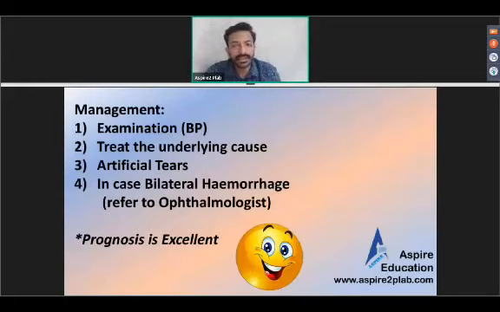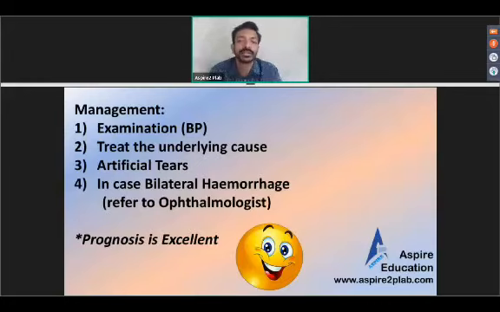All right, and nothing much in the treatment here. It's a treatment of the underlying cause. For example, if the patient is using contact lenses, tell them not to use them. If the patient is using NSAIDs, don't use them. If the patient has coughing or straining, treat that. If the patient has Reiter's, inflammatory bowel disease, uveitis, keratitis, treat that. So treatment of the underlying cause is the treatment of subconjunctival hemorrhage. Otherwise, there is nothing specific you have to mention.